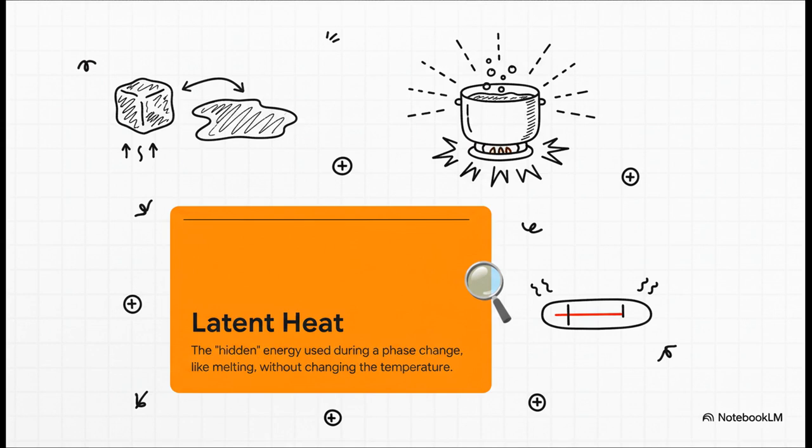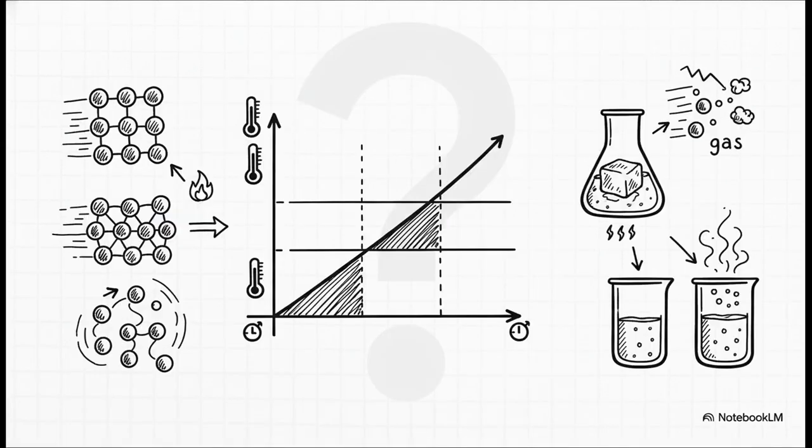So where's all that energy going? Is it just disappearing? No. It becomes this hidden energy. That's what latent means. And its whole job is to break the bonds holding the particles together, not to make them move faster. And this graph right here, it shows that idea perfectly.